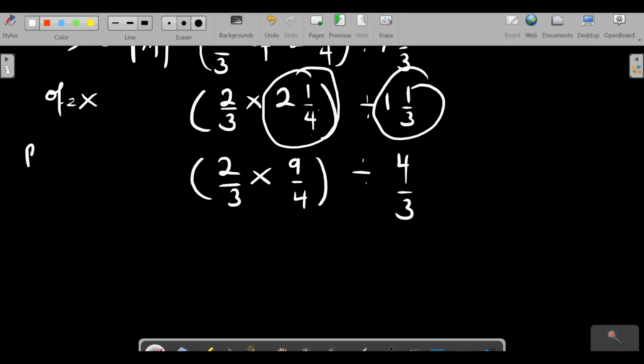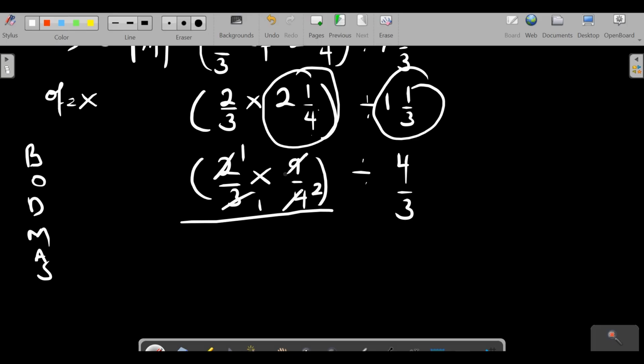So do not forget your BODMAS. According to BODMAS, you deal with the one inside brackets first. So we are going to deal with this first. So 2 here 1, 2 here 2, 3 here 1, 3 here 3. So 1 times 3, that will be 3, 2 times 1, 2. So you have 3 over 2 divided by 4 over 3.